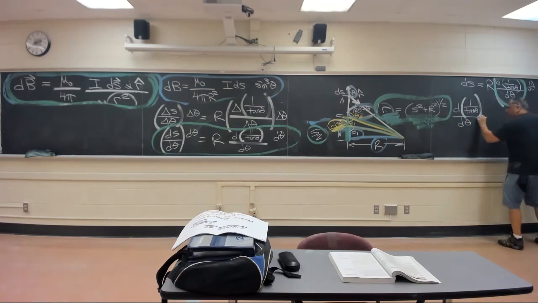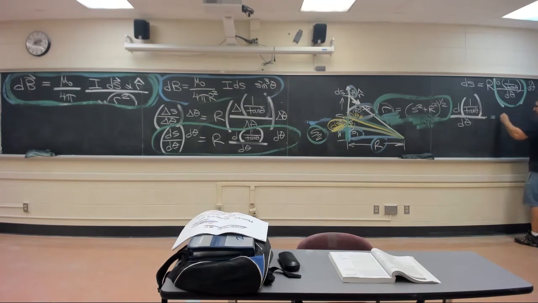Does everybody agree? D of the function 1 over tan theta d theta. 1 over tan theta, well, the tan of theta is sine over cosine. 1 over the tan of theta is cosine over sine.